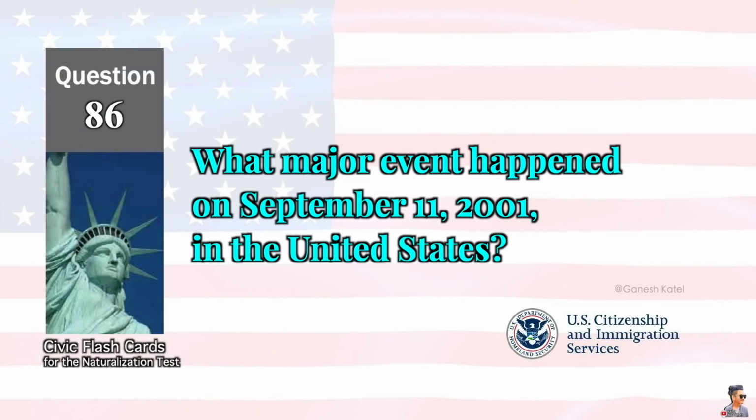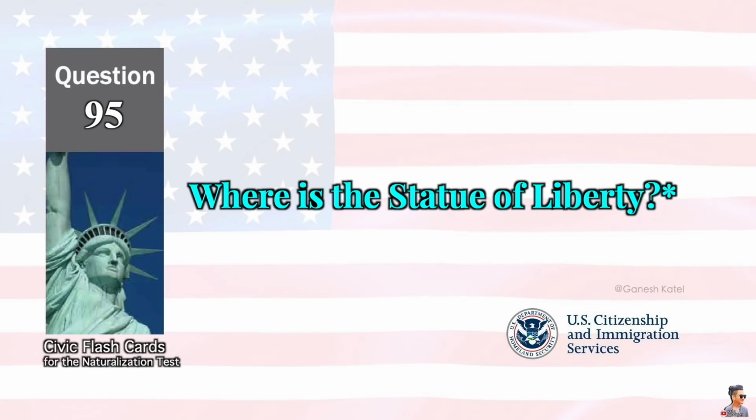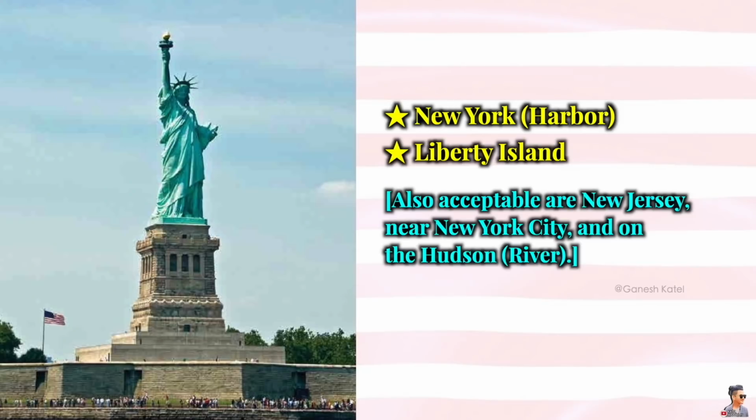What major event happened on September 11, 2001 in the United States? Terrorists attacked the United States. Where is the Statue of Liberty? New York Harbor. Liberty Island. Also acceptable are New Jersey, near New York City, and on the Hudson River.